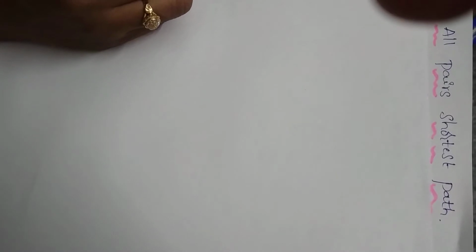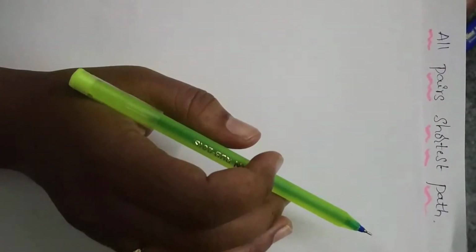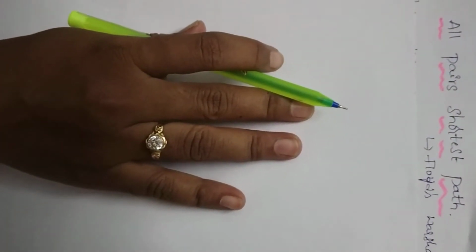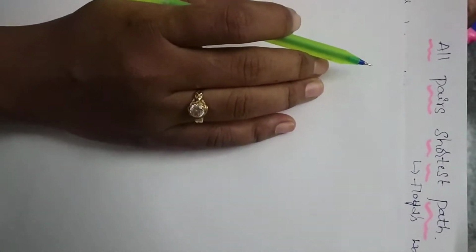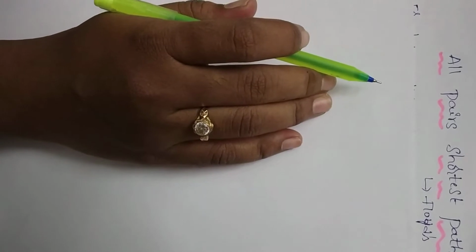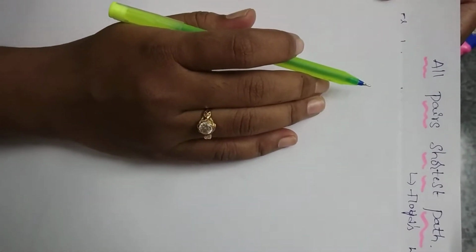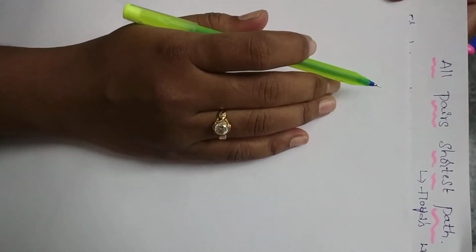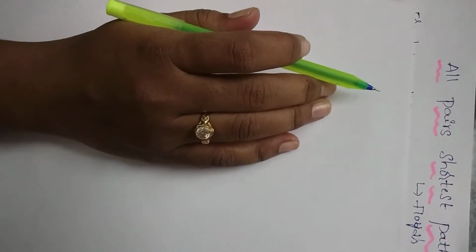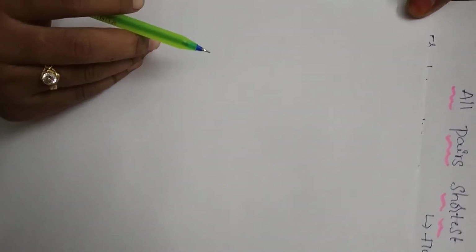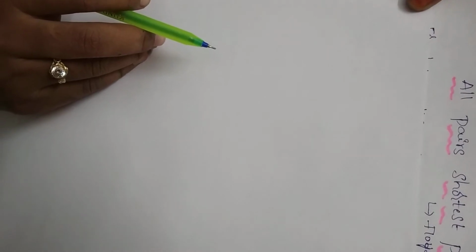Today's topic is all-pairs shortest path. It is also known as the Floyd-Warshall algorithm. This problem is to find the all-pairs shortest path from a given weighted graph. As a result of this algorithm, it will generate a matrix which will represent the minimum distance from any node to all other nodes in the graph.